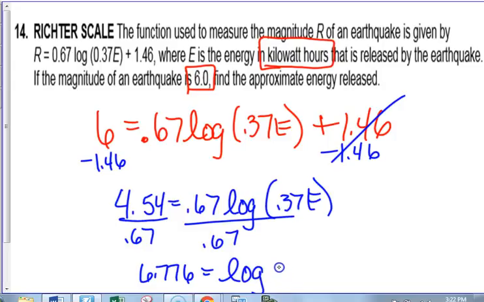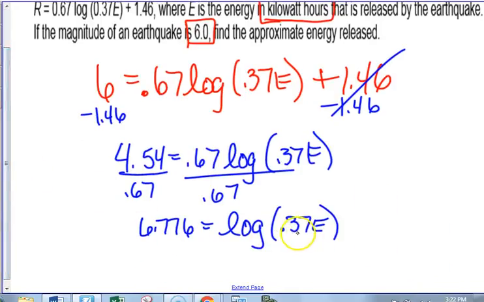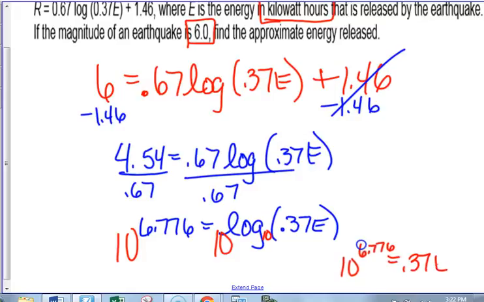Now, is this a base E question? No. There's an E in this question. They're trying to confuse us. They are trying to confuse us. The E is just a variable. It's not little e. Yes, this is a base 10, right? So we need to exponentiate or just rewrite it as 10 to the 6.776 equals 0.37E.